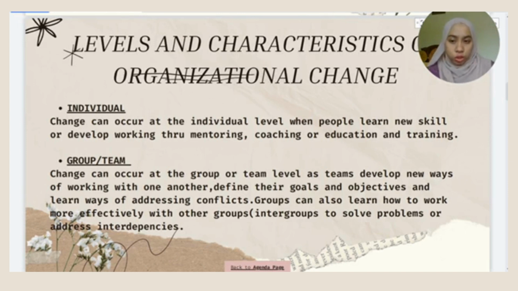Second, group or team. Change can occur at the group or team level as team develop new ways of working with one another, define their goals and objective, and learn way of addressing conflict. Group can also learn how to work more effectively with other groups, intergroup, to solve problem or address interdependency.